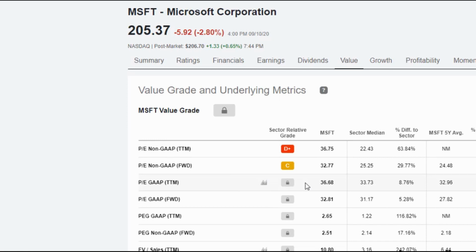Microsoft has a PE ratio of about 36, and their forward PE is 32.8. Now, none of these PE ratios are very attractive at all, so I'm going to say that nobody wins on this metric. Notice that if you compare their PE ratios to the sector median, they don't seem so overvalued. This is one approach that some people use to value companies.